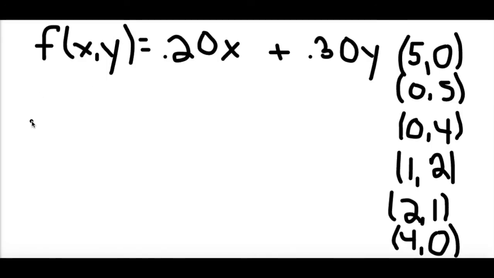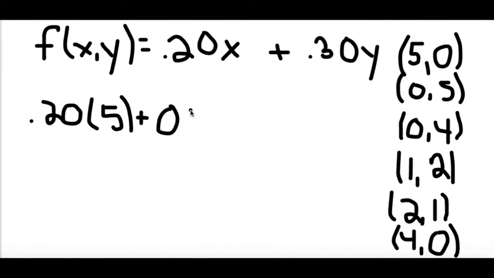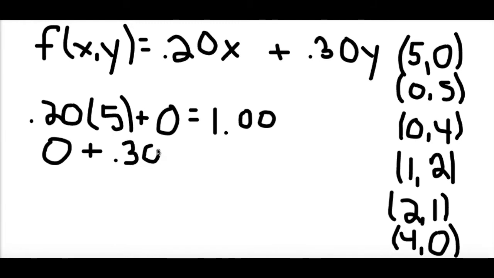Now that we have our function and our points, we can plug the points into the function. For our first point, (5, 0), we will multiply the 5 by 0.2 and add that result to 0 times 0.3, which will give us a total of $1. Our second point, (0, 5), we will multiply the 0 by 0.2 and the 5 by 0.3 and add those together, and that'll give us a total of $1.50.